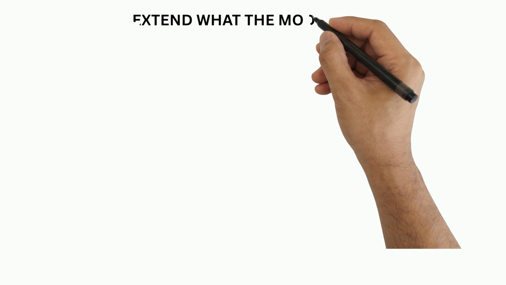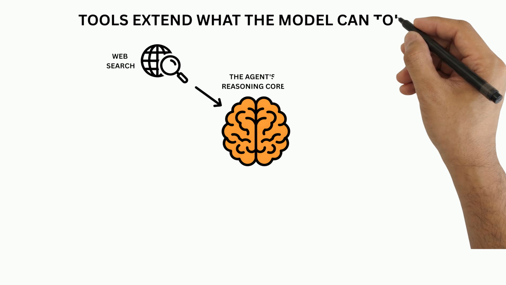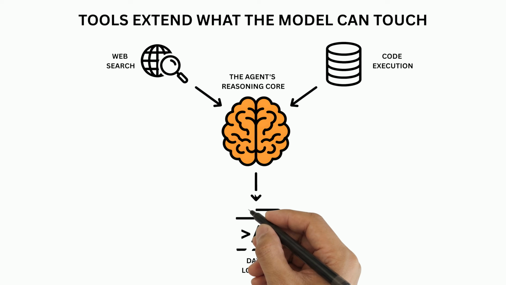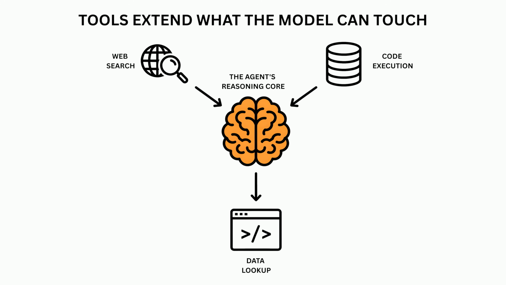By itself, an LLM can only generate text. What makes it an agent is giving it tools, defined functions it can choose to call, like searching the web, running code, querying a database, or sending an email. The model decides which tool to use and with what input. The tool executes outside the model, and the result gets fed back into the model's context for the next reasoning step.